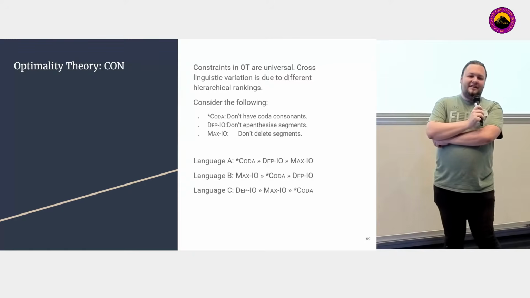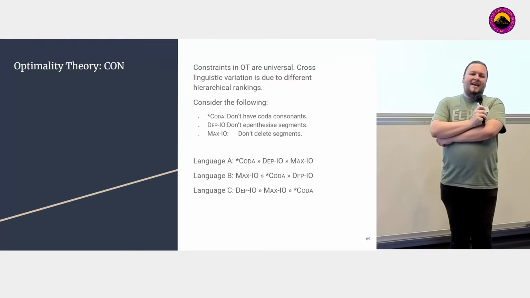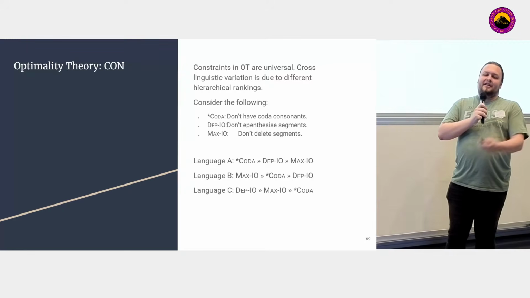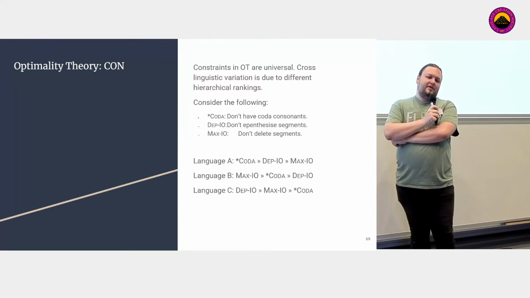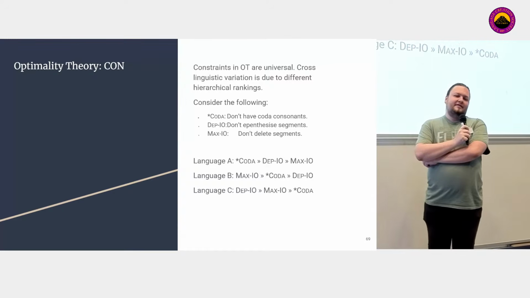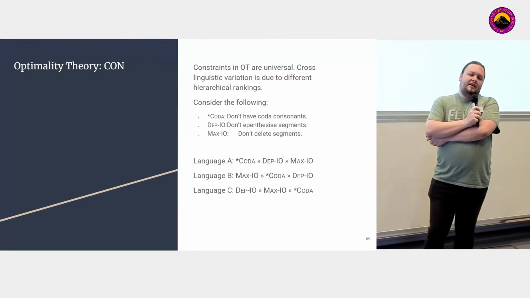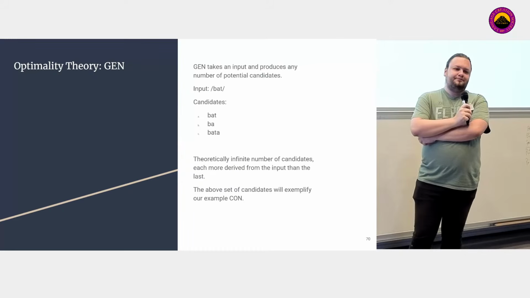So just as a quick example, consider these three constraints: star coda, dep.io, max.io. You don't need to know why they're called that, that's just what they're called in the literature. In short, the language doesn't like to have codas, doesn't like to add segments, doesn't like to remove segments. And then languages A, B, and C here order them differently. Language A has max.io at the bottom, so it is going to allow deletion of segments before it allows for the other things. Language B would rather epenthesize segments, and language C would rather have codas.